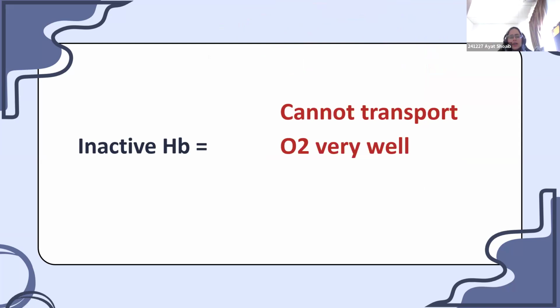There's another thing. It's called inactive hemoglobin. It cannot transport O2 very well. It's basically lazy. It's inactive. It doesn't want to transport O2 very well.